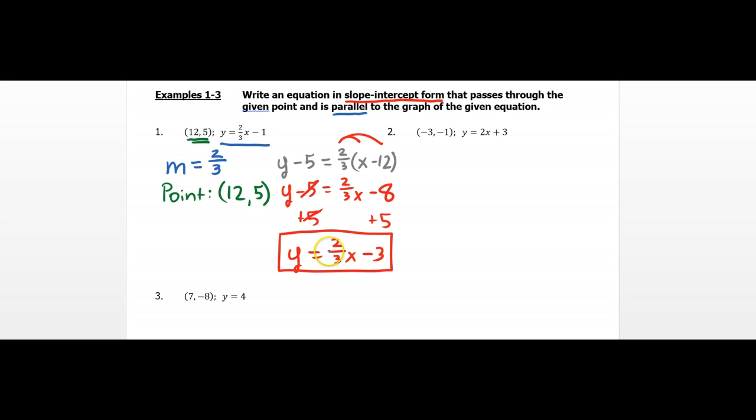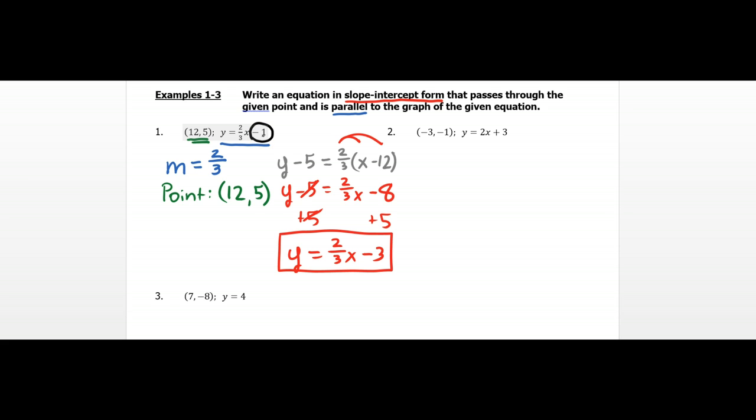This line is parallel to this blue line. This line also goes through the point 12, 5. Notice I did not use this part right here. We did not use the minus 1, the y-intercept of the line we were given, at all, because really that has nothing to do with the problem. The only thing we're focused on in this equation was the slope. So sometimes in math you'll be given information that is really irrelevant. In this case, this y-intercept here is irrelevant.